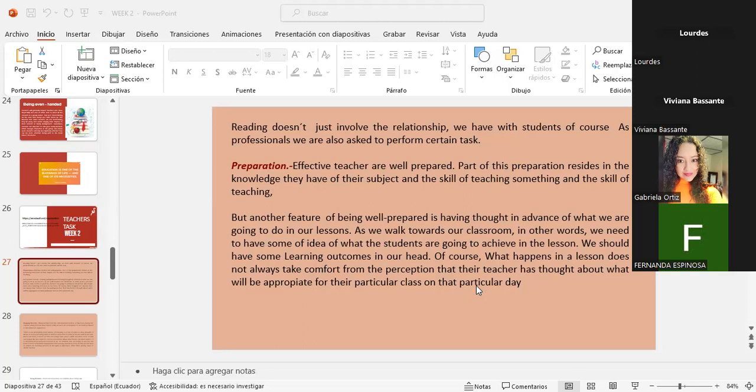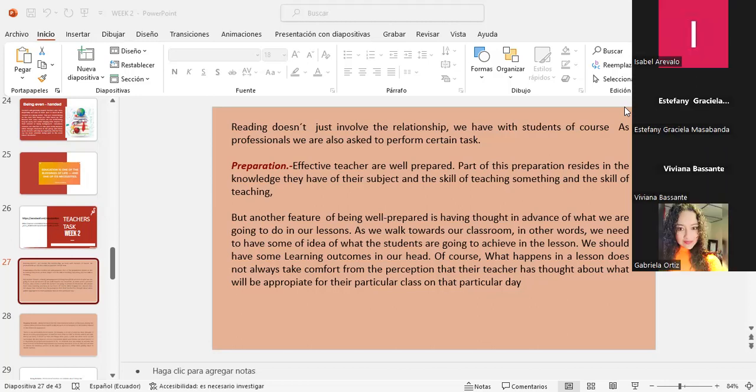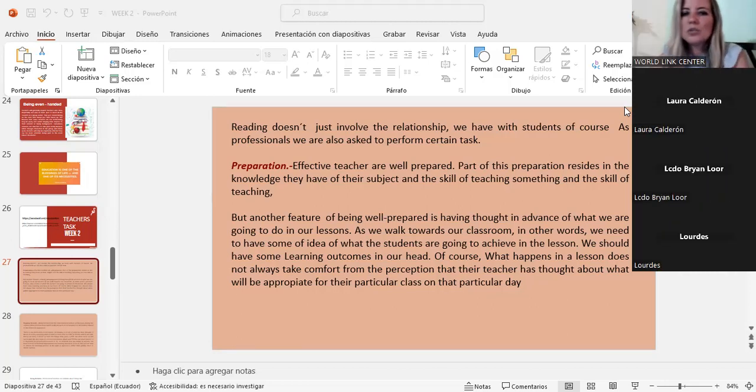What happens if you do not agree with the book? You are not comfortable with the perception that you have about your material. What are you going to do if something is not appropriate? What do you mean with we don't agree?